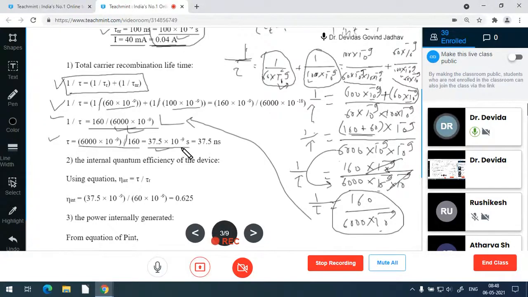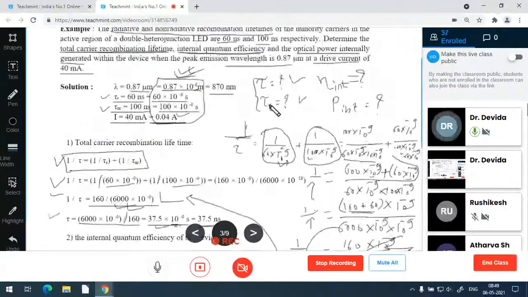37.5 into 10 raised to minus 9 second. So this 10 raised to minus 9 can be written as nano, so 37.5 nanosecond. So this is one term we have calculated, that is the total recombination time. The second term we have to calculate is eta internal, and also we have to calculate P internal.